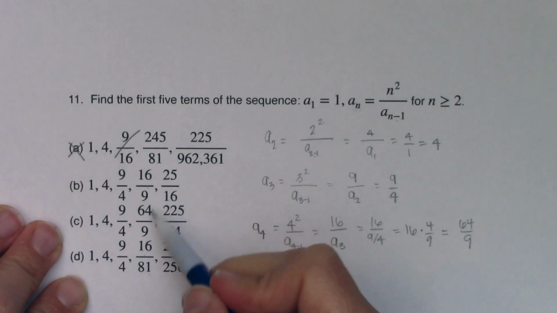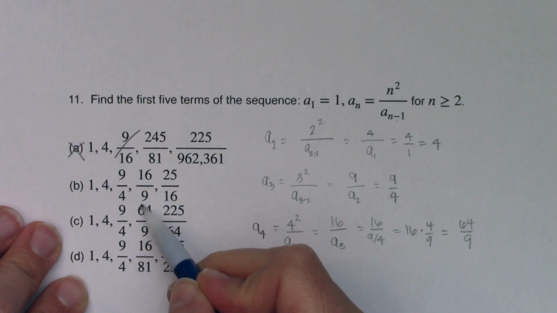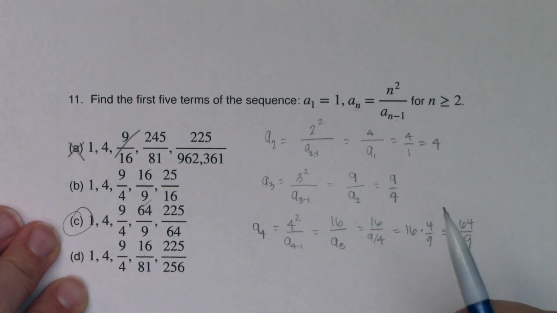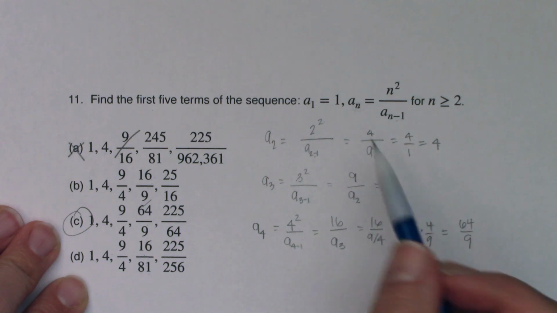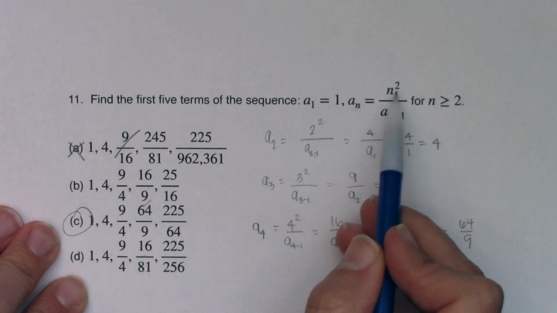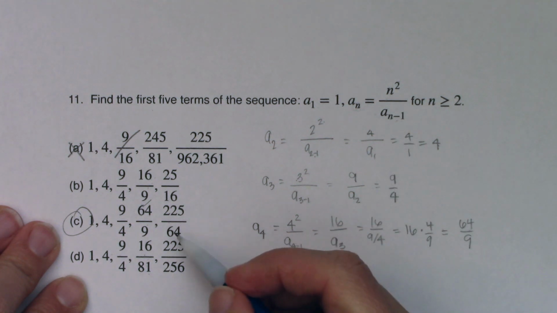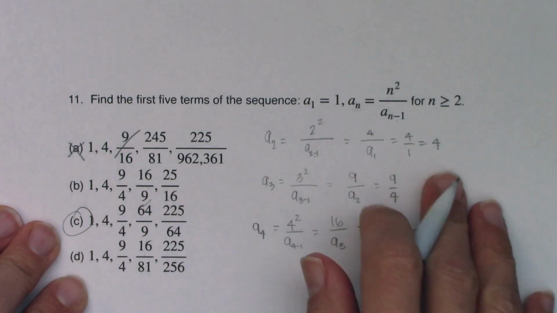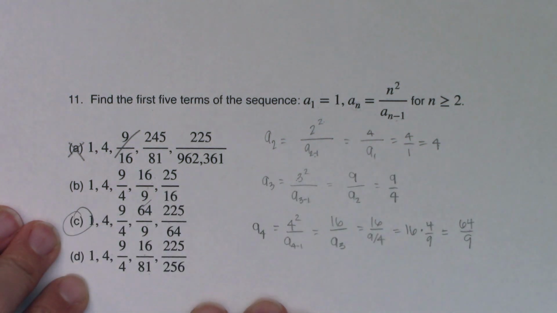So which one does that get us to? It's right here. So I can see 64 over 9 is option C. And so that's what I'm going to roll with. And I could bet that if I plugged in for a sub 5, I'd get 25 over 64 over 9, and I would ultimately get 225 over 64. But I just don't need to calculate a sub 5 because I was able to find my multiple choice answer.